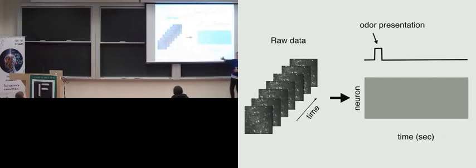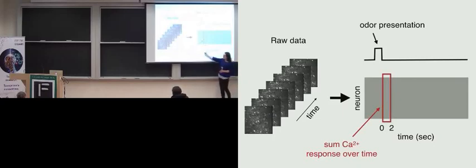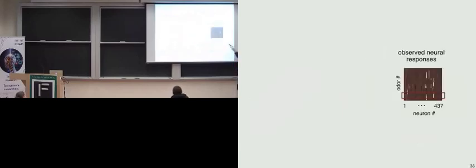Odorant is presented in a 2-second window, followed by a 30-second blank delivery. We calculate the sum of calcium fluorescence, or response, over a 2-second window after the presentation of the odorants. So we average the neural response within this window. Here is the raw neural data we analyze. It's ordered by neuron. Each row is the neural population response to a specific odorant.